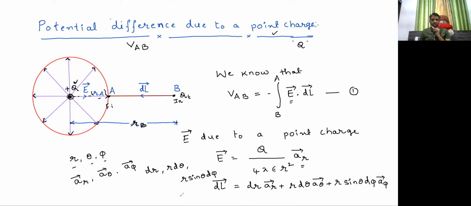Okay, so this is a very big one, but you have to remember. So now you have to find out E vector dot dl vector and substitute in this and try to put the values of B and A. Then we have to find out VAB, right? So what we get here is VAB will be equal to minus integral. Let us keep this B to A as it is.